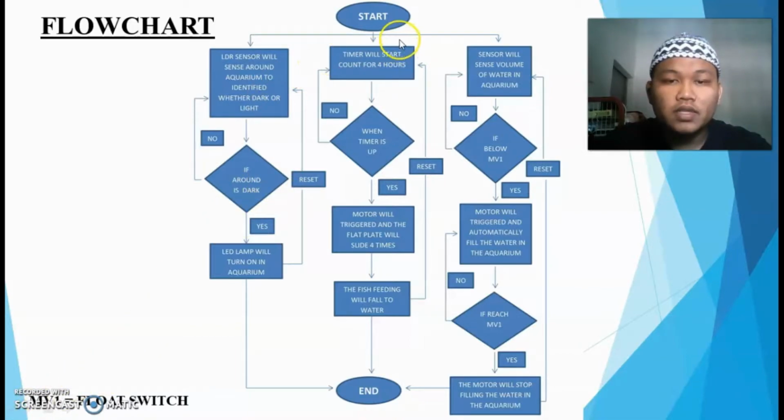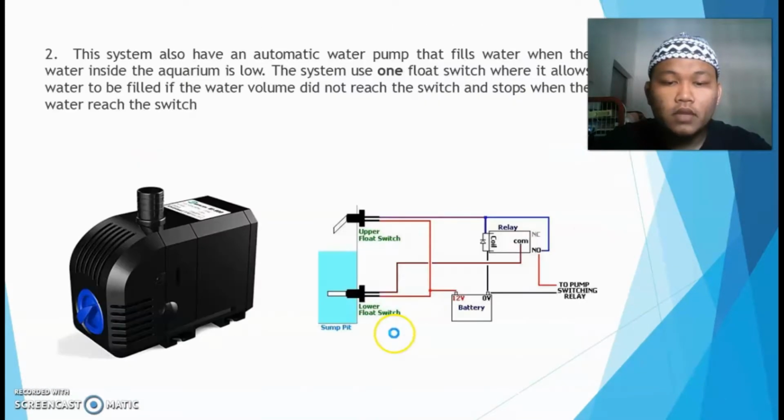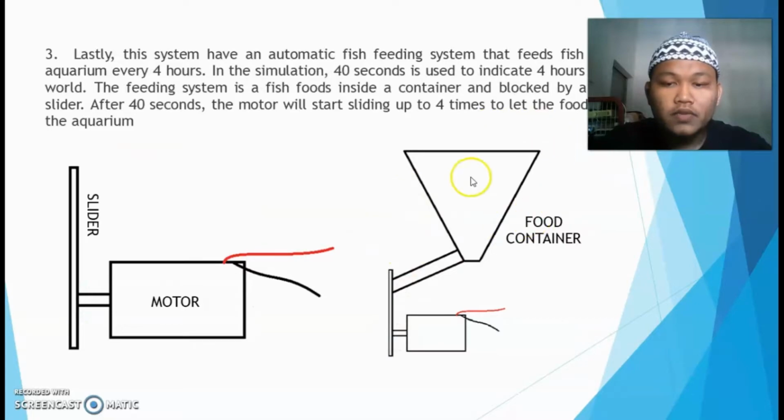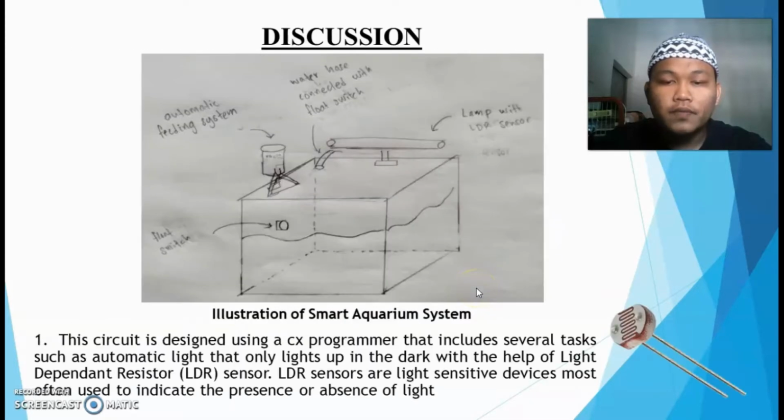For the fish feeding, we set it for 4 hours. When the time is up, the motor will trigger and the flat plate will slide, so the fish food will fall into the water. This is the fish feeding system. This is the food container, where the fish food is kept. After the time is up, the slider will slide, so the fish food will fall into the water.